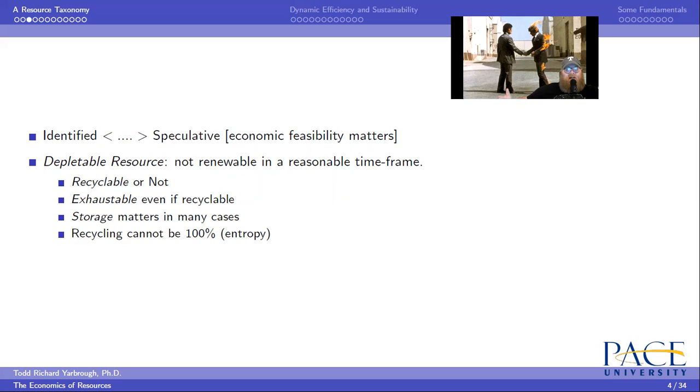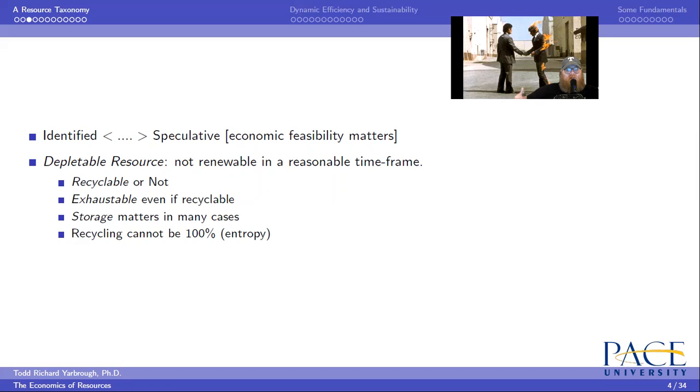The idea of entropy exists, just like when we talked about coal ash at the beginning of the semester. When you burn coal, it doesn't just go away. Its energy is simply transferred. That's a very similar idea to the notion that depletable resources, even if recyclable, cannot be recycled 100%.